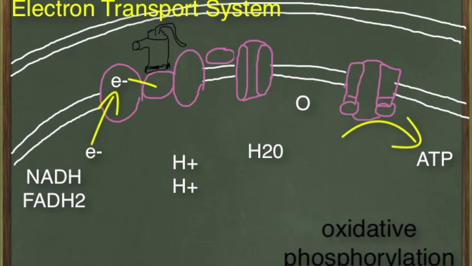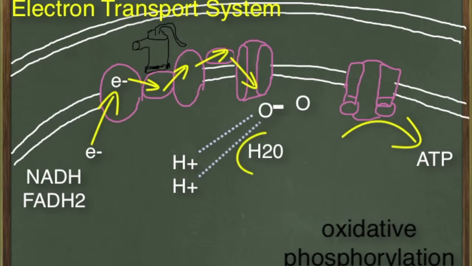The electron will then be passed from one cytochrome to the next in small steps. At the last cytochrome, at the end of the electron transport system, an oxygen atom accepts the electron and will use its energy to combine the oxygen and hydrogen ions to form water.